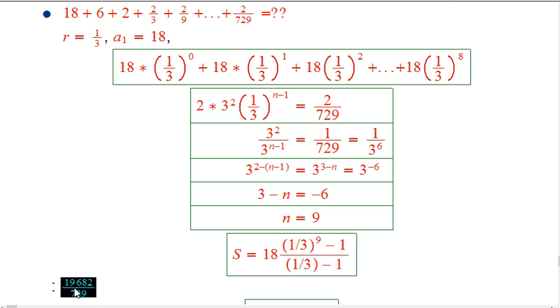You get a funky fraction over 729. What is the decimal for that? Very, very close to 27. That's interesting. 18 plus 6 is 24, plus 2 is 26, 26 and 2/3, and the claim is that it just gets super, super close to 27, but doesn't quite go over. That's going to be very suggestive for the future.